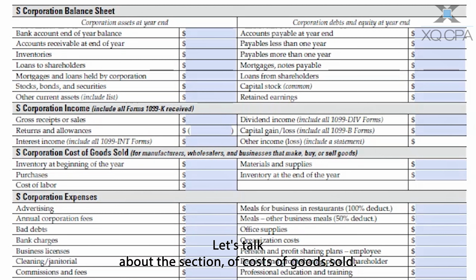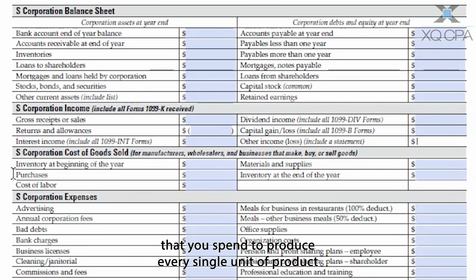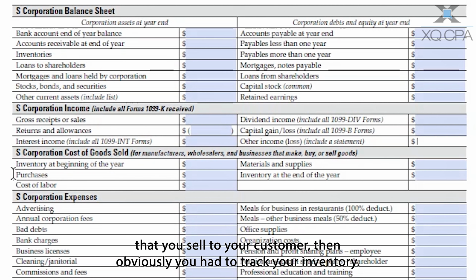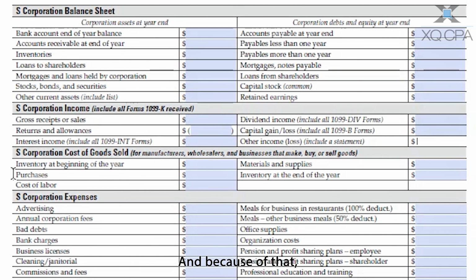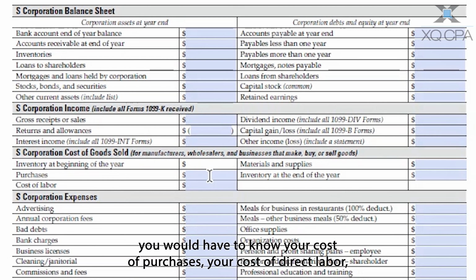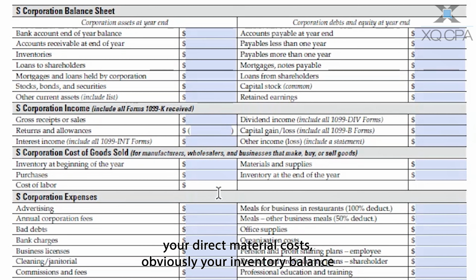Let's talk about the section of cost of goods sold. If you sell products, and there will be direct costs that you spend to produce every single unit of product that you sell to your customer, then obviously you have to track your inventory, and because of that you would have to know your cost of purchases, your cost of direct labor, your direct material costs, obviously your inventory balance beginning of the year as well as the end of the year.